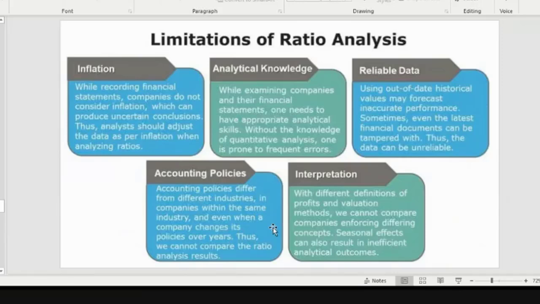Now, accounting policies. Accounting policies and principles differ across industries and across countries as well. They differ even between companies within the same industry, and when a company changes its policies over the years. Therefore, you cannot compare the ratio analysis results because of differences in accounting policies or principles. And the final limitation is interpretation. With different definitions of profits and valuation methods, we cannot compare companies enforcing differing concepts. Seasonal effects can also result in inefficient analytical outcomes.